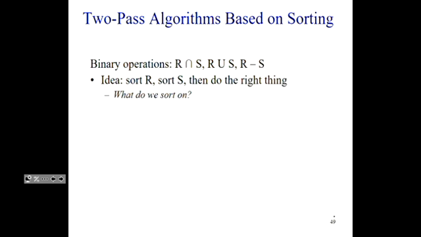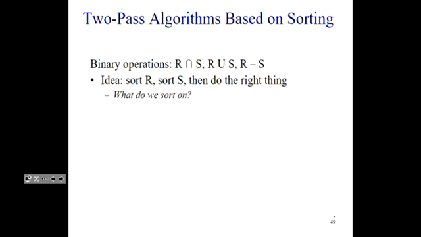So let's talk about binary operations. Okay, so far we've talked about unary operations. Let's talk about binary operations. So let's say union, intersection, difference. Okay, so the key idea here is instead of sorting one relation, I'm going to sort multiple relations. So I'm going to sort both R and S on a certain attribute, and then I'm going to process them in sorted order in a merge kind of an operation.